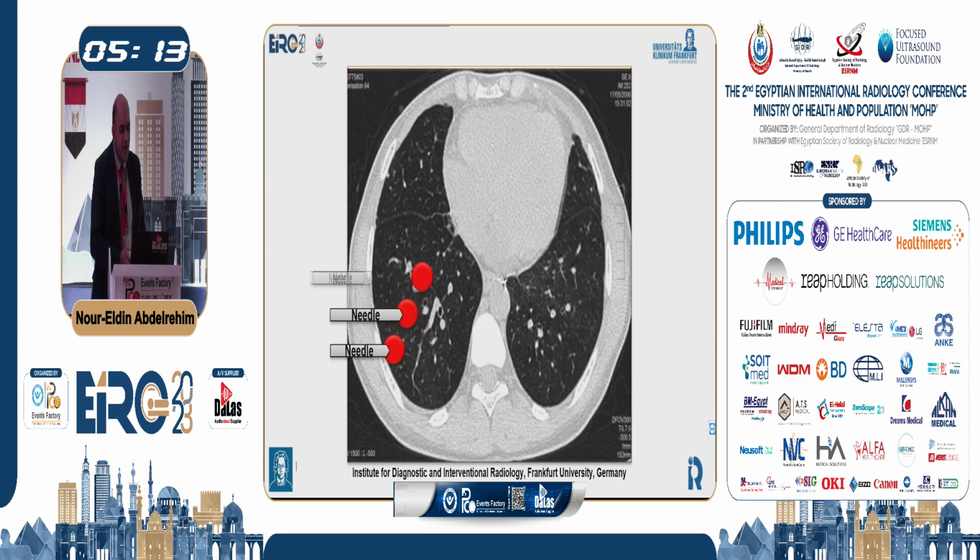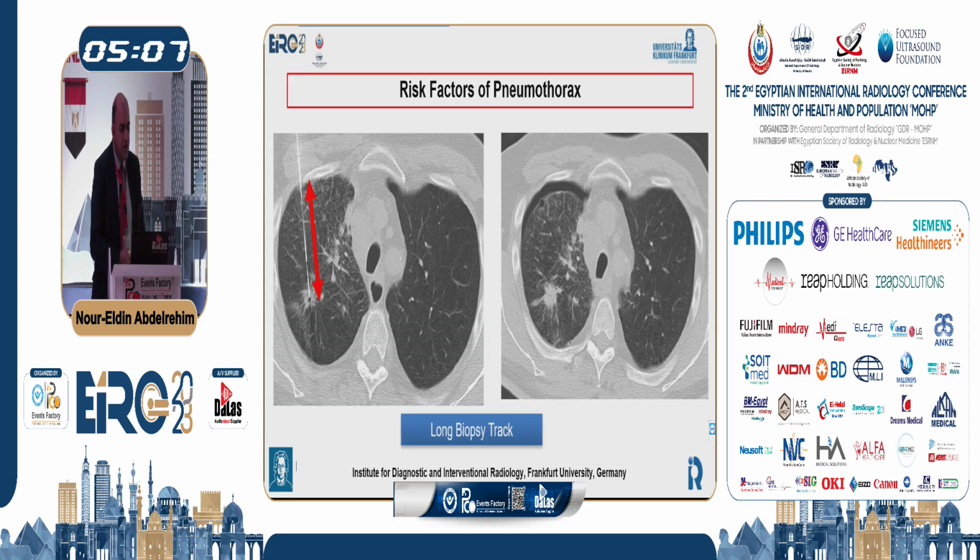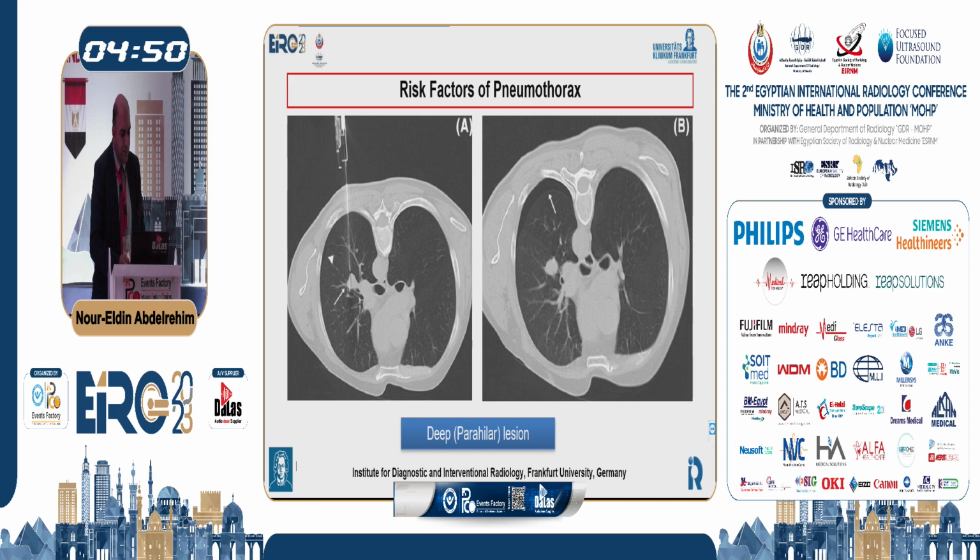The other risk factor is the depth of the lesion inside the lung parenchyma. It's also associated with a higher incidence of pneumothorax because you are traversing more lung parenchyma, and you may injure more of the lung tissue. As you can see in this long track inside the lung, a better access in this case is through the posterior approach or through the mid-axillary line, for example.